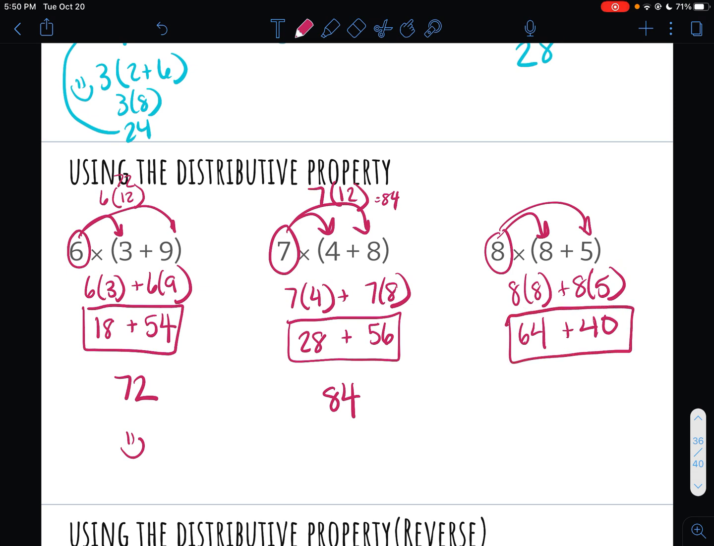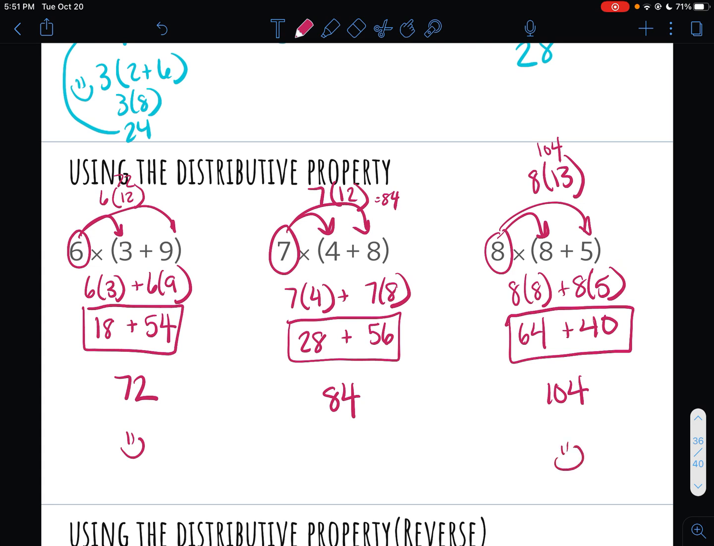That's what I'm looking for. Notice I'm circling or boxing my answer so it's obvious. And 104 is your answer. So just to check, 8 times 13 is what I would normally do. And 8 times 13 is 104. Okay, so we are good.